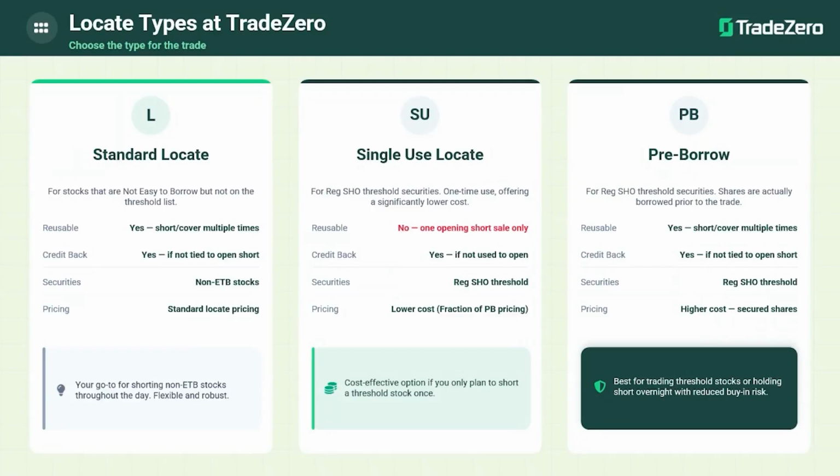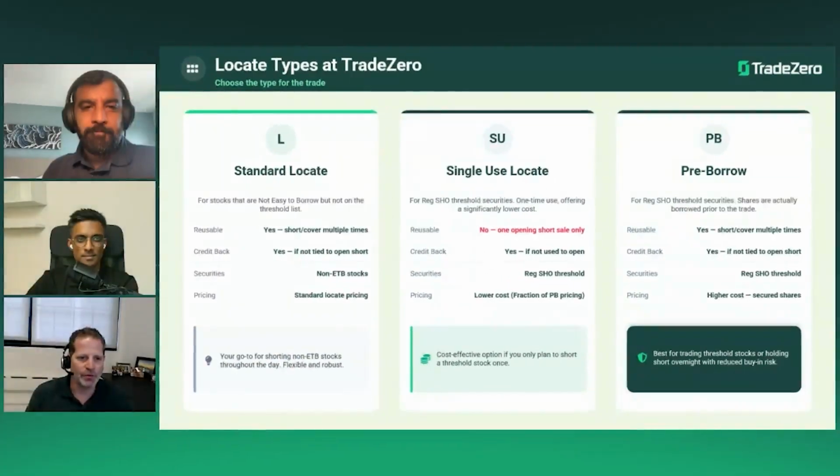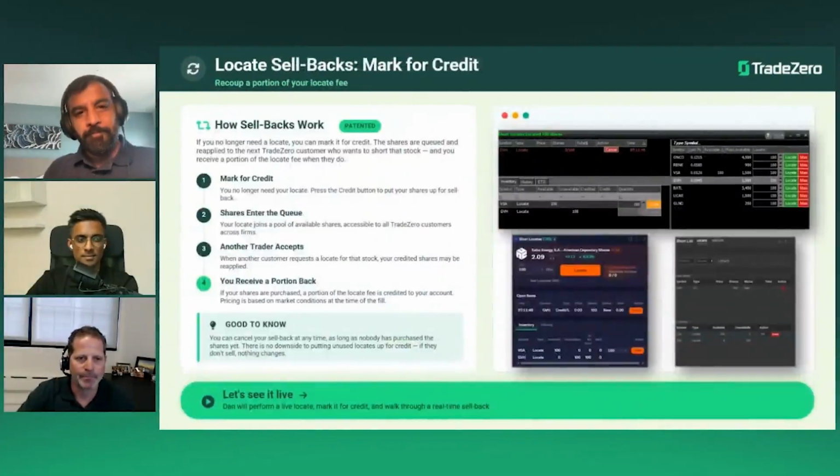But on a pre-borrow, on a threshold security, you can buy the pre-borrow and short and cover, just like you would with a standard locate. It also covers you if you short those shares and hold them overnight to the next day. We know that we've allocated a pre-borrow to you, so we're not going to look to buy you in on the next trading day. Excellent.